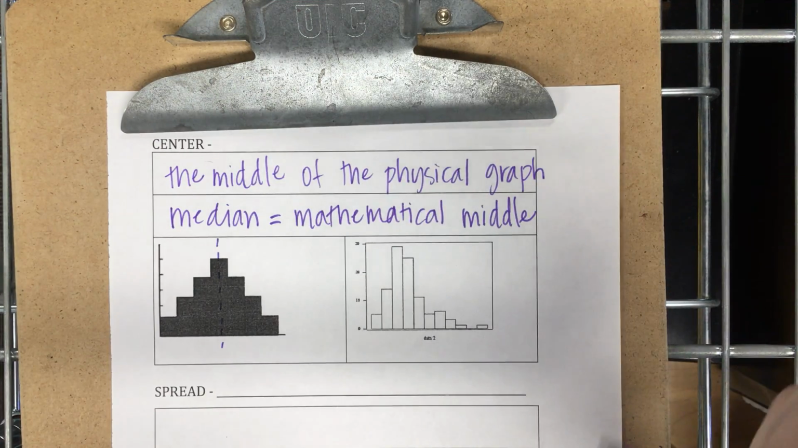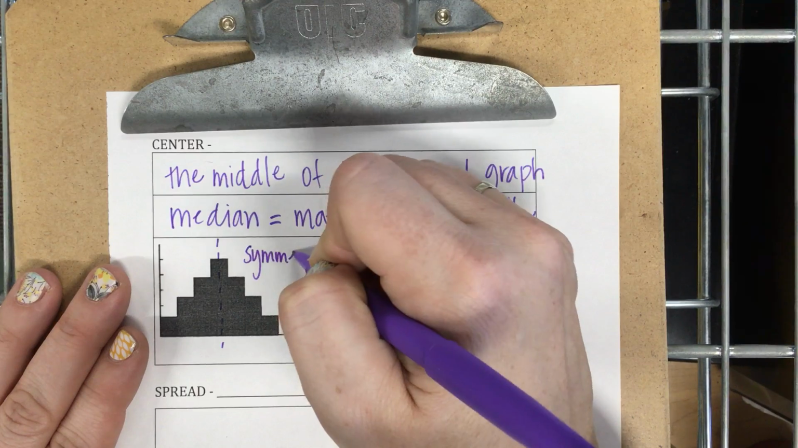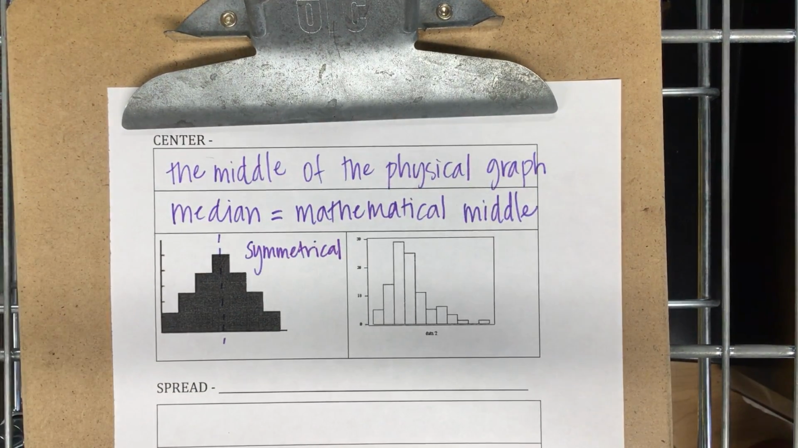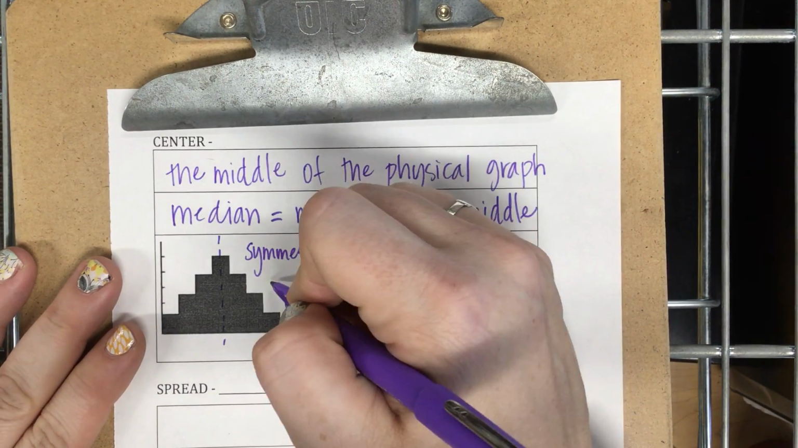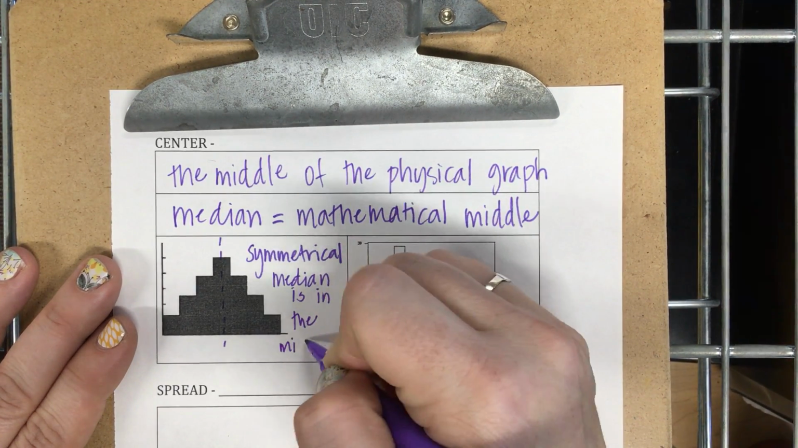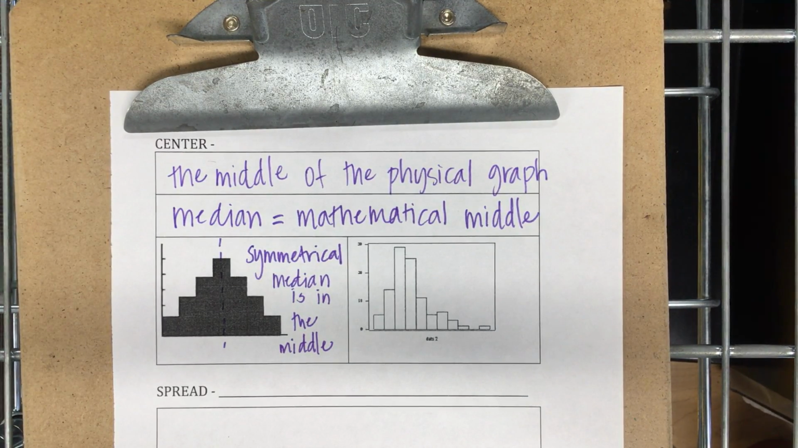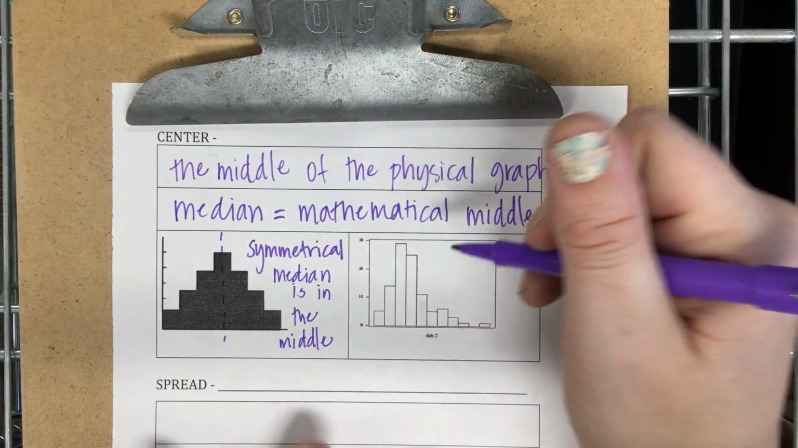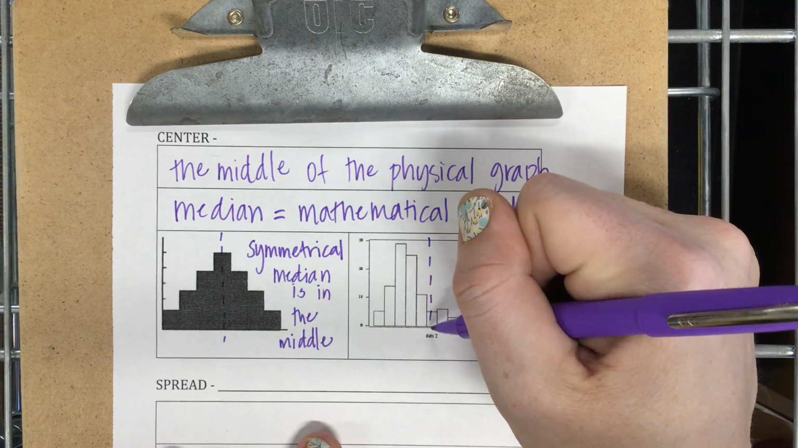Because it's what kind of shape? It's a bell-shaped curve. It's symmetrical. The middle, or the median, is in the middle. It's beautiful, right? It's a perfect graph. You have to get nerdy with this stuff and appreciate it. Here's this one. If I folded it in half, here's the physical middle.